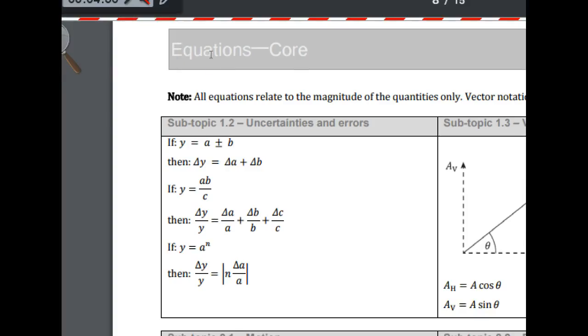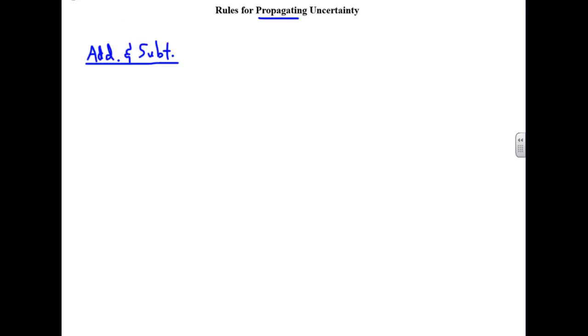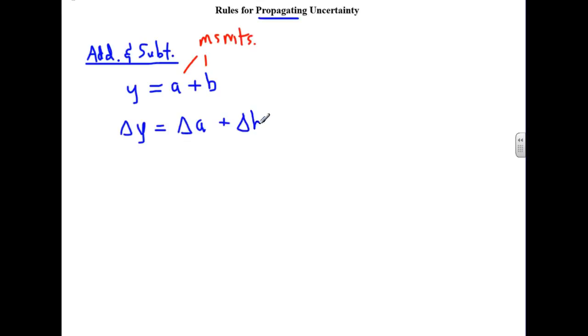The first equation under uncertainties and errors: if y is equal to a plus or minus b, right? So if you take two measurements, a and b, and you add or subtract them, then here's the uncertainty rule. The absolute uncertainty in y equals the absolute uncertainty in a plus the absolute uncertainty in b. So let's unpack this a bit. We're going to use the same notation. Let's say you have two measurements, a and b, and y is equal to a plus b, right? And these are measurements. Y is not a measurement, but it's something you acquire from two measurements. The absolute uncertainty in y equals the absolute uncertainty in A plus the absolute uncertainty in B.